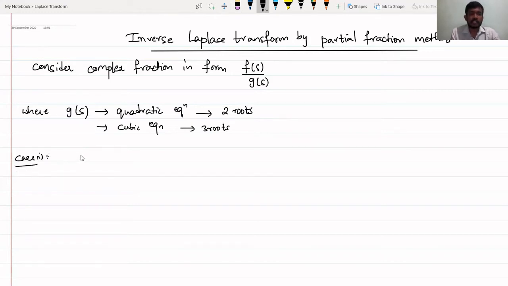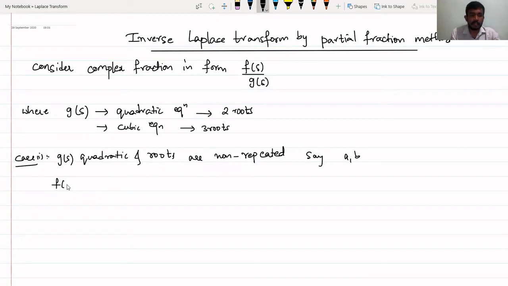Case 1: let g of s be quadratic and the roots are non-repeated. Say a comma b are the roots of g of s. Now the complex fraction will be written as f of s by g of s. Since a and b are the roots of g of s, I can write this as s minus a into s minus b.